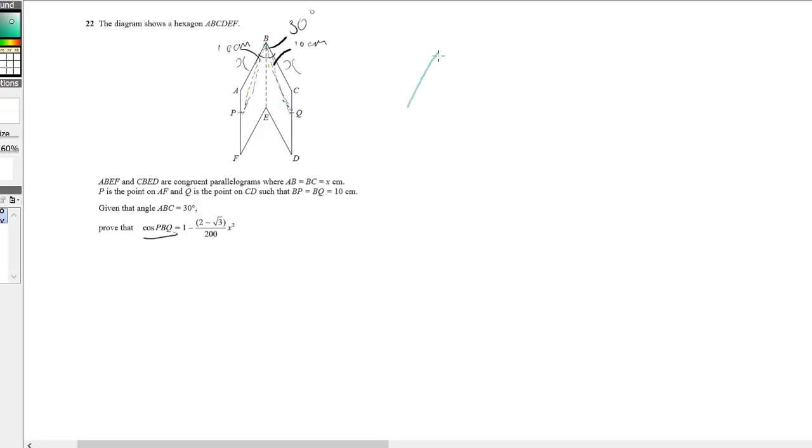So let's draw our triangles. So we've got a triangle here. Let's call this ABC. We know that's going to be 30. We know this is X. This is X here. And then we have another triangle, which is P, B, and Q. We know that the lengths are 10 on BP and BQ because we're told that.